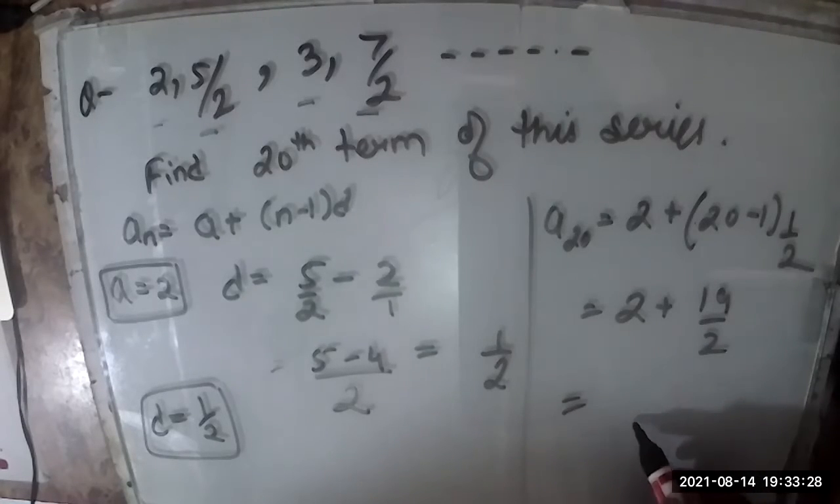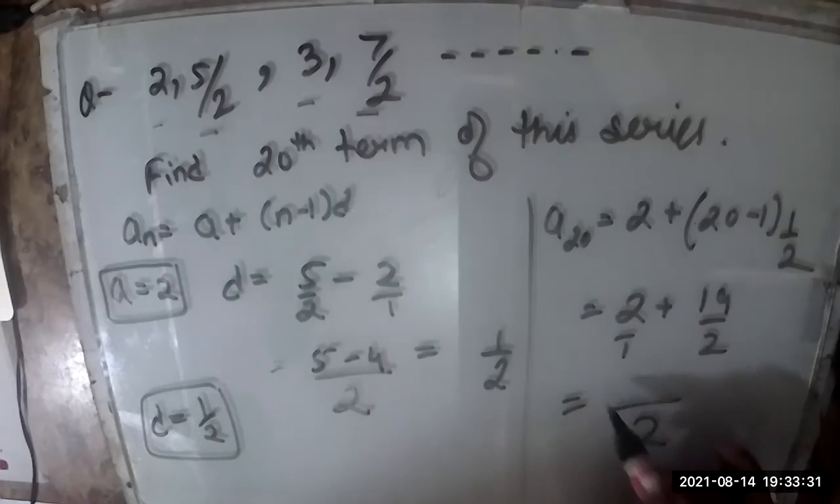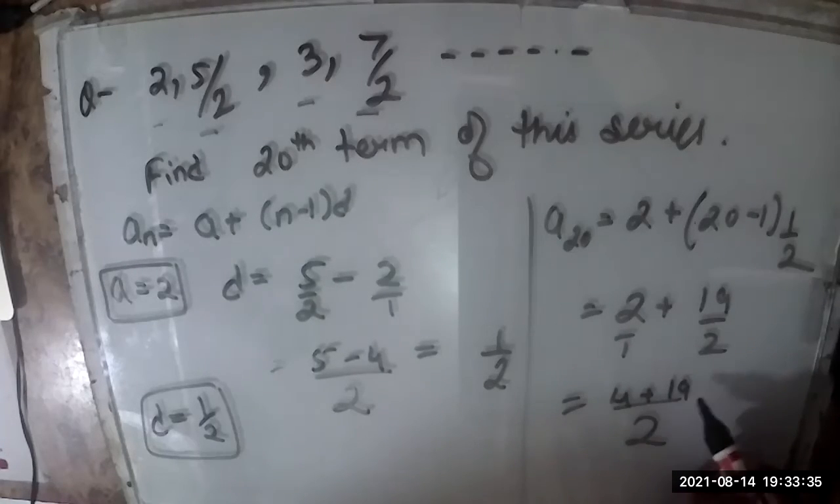Okay, so we'll just take the 2 as the LCM. 1 2 the 2, then there comes 4, 2 1 the 2, and here comes 19. So 19 plus 4 gives you 23 upon 2. So 23 upon 2 will be the 20th term of this series. Okay? So in this way we will find all the types of questions. Okay, so let us now solve a question with a negative series with a negative sign.